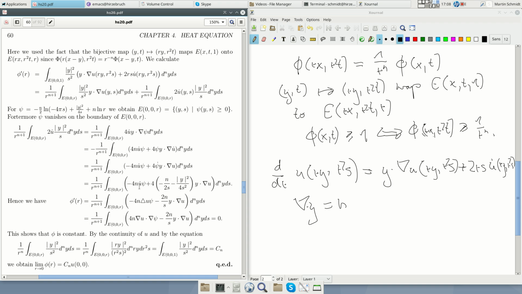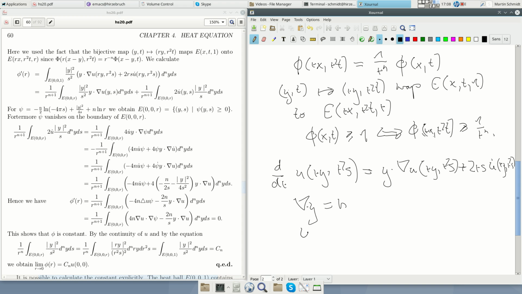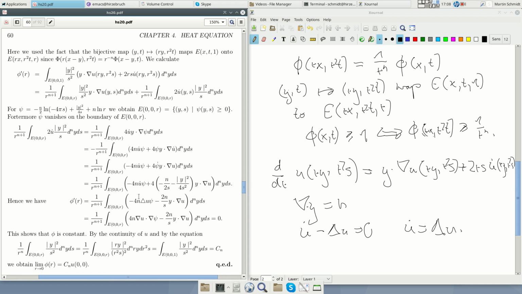Here we used the heat equation. U is a solution of the heat equation, so U dot is the same as Laplace U. So this is this expression. This term cancels here with this, and so it remains this expression. So we only have these two expressions. Now we are almost done. Now we only do one more partial integration, and only with this term.